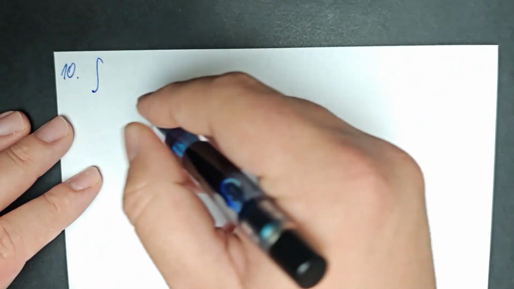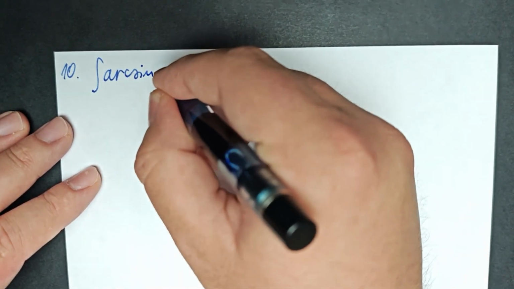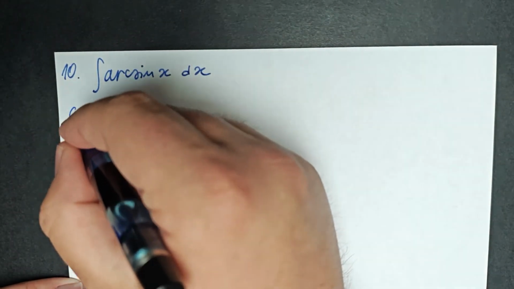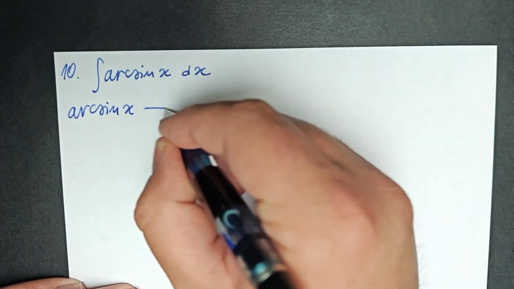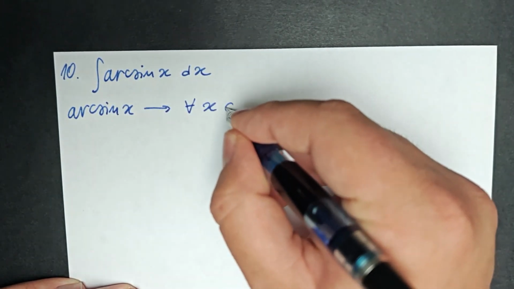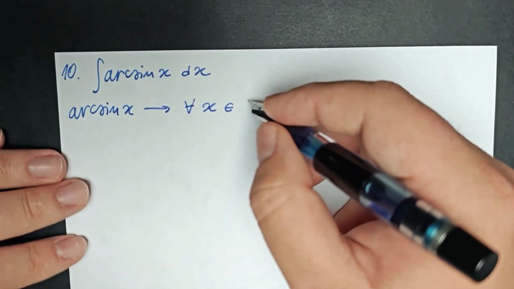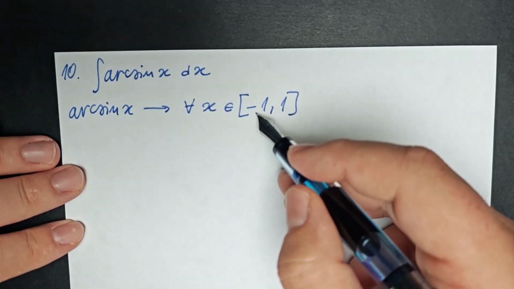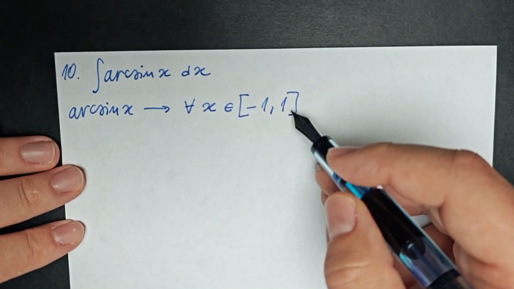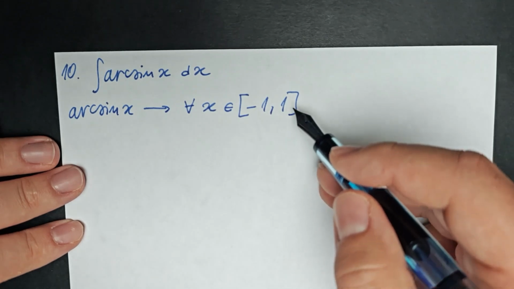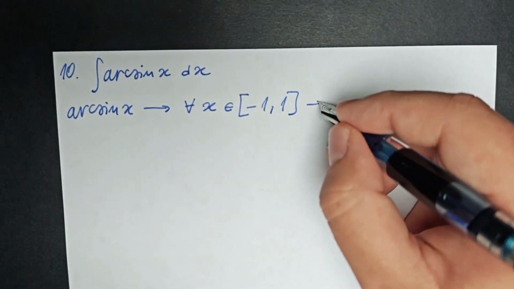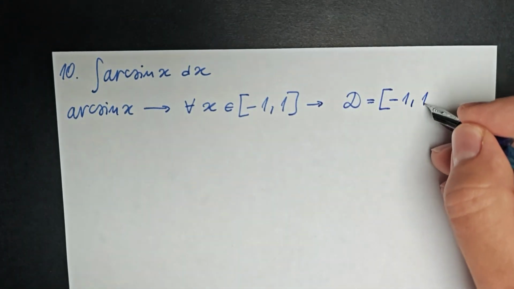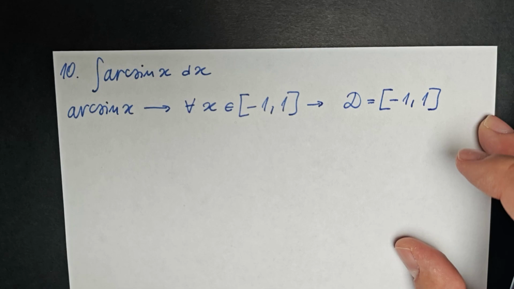Integral number 10 on our list is arcsine of x dx. The area in which the function arcsine of x is defined is for all x's which are real numbers from the interval of negative 1 to 1, where these numbers negative 1 and 1, borders of that interval, are included. Therefore, the area in which this integral is defined is the negative 1 to 1 closed interval.